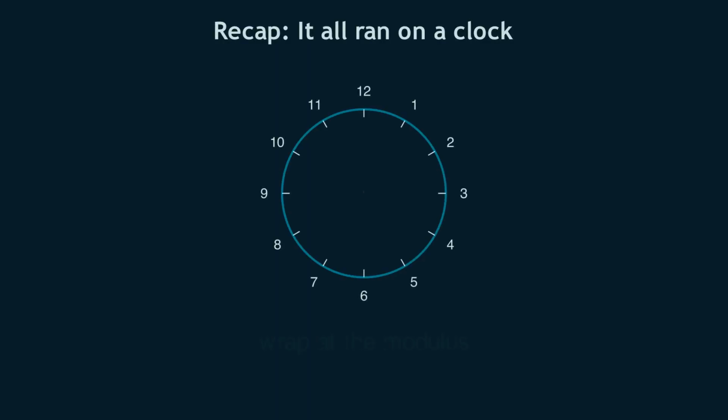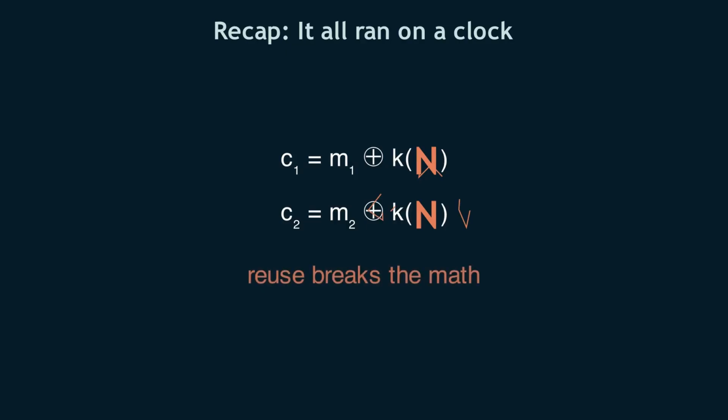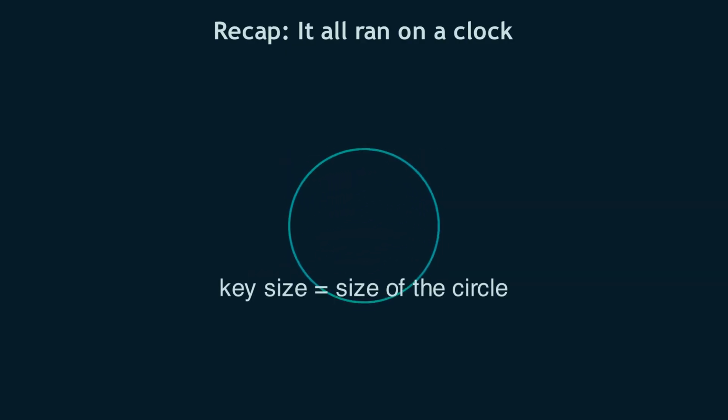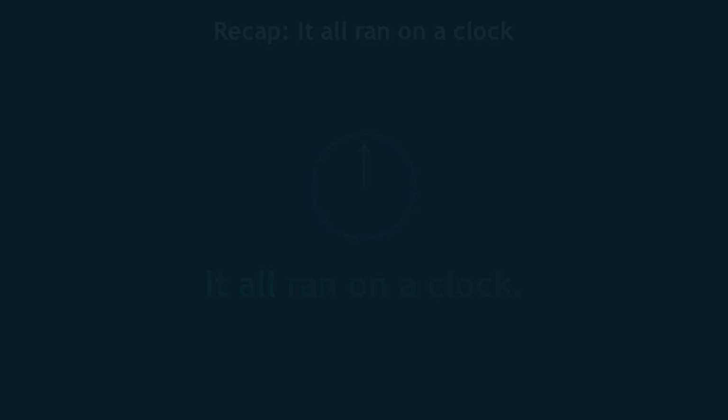Let's recap, and let's notice how far we've come. Modular arithmetic is clock math. Remember, you count around the circle, you wrap around the modulus, and you keep the remainder. Add exponents, and you get an operation that's easy to go forward, but almost impossible to go backwards. It's a one-way trapdoor, and that's what makes public key cryptography possible. Nonce reuse breaks the math directly, and key size is just the size of the circle where the secret hides in. That's the whole engine, and it's kind of like a clock.